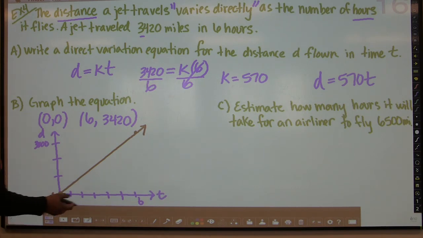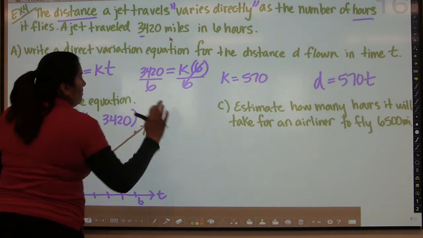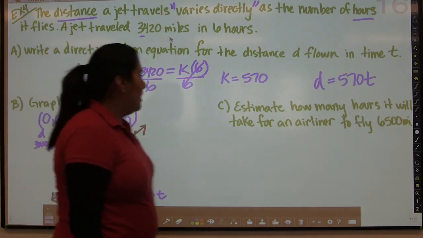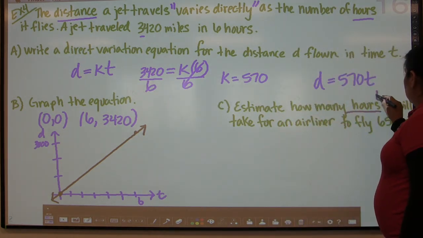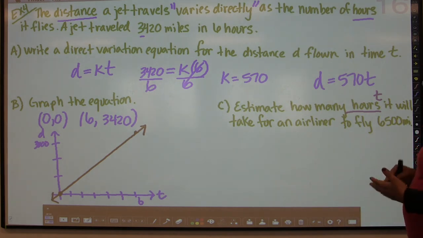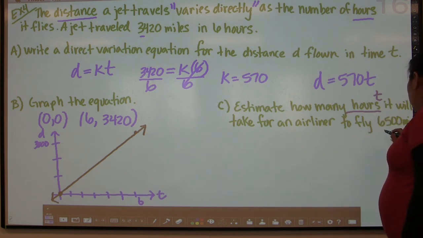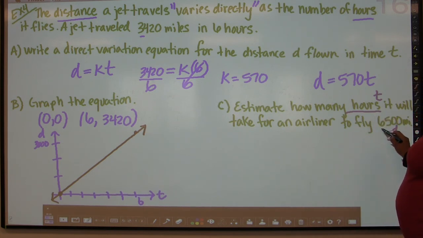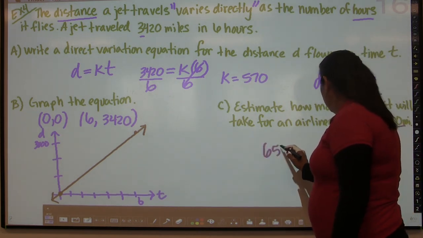Okay, now we're going to go on to part C, where it says estimate how many hours, and again, hours is t. So when we ask a question, how many, that means that we don't know what t is. So we're going to be solving for t this time. Okay, how many hours it will take for an airliner to fly, and this is d, 6,500 miles is d. So in my equation, I'm going to replace the d with 6,500.